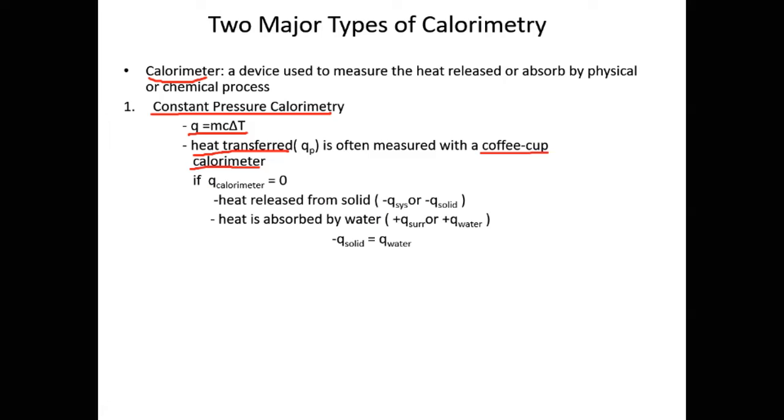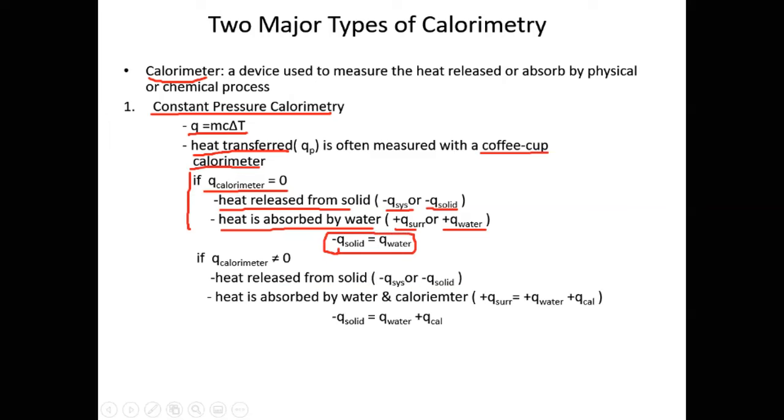And so a few things now. If we assume that the calorimeter does not absorb any heat, this makes things a lot easier. And this is the fundamental principle of calorimetry. The heat released from the solid, which is referred to as the system, maybe it's negative Q system, negative Q solid, they all mean the same thing, and the heat is absorbed by the water, which is the surroundings, or we could say Q of water. This right here is the fundamental principle you have to remember to do calorimetry. The negative heat released by the solid is equal to the heat absorbed by the water. If you don't remember this, you cannot do calorimetry problems.